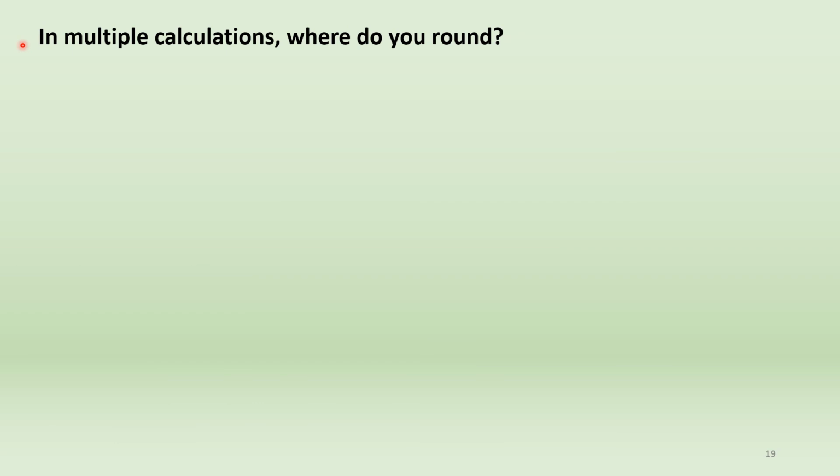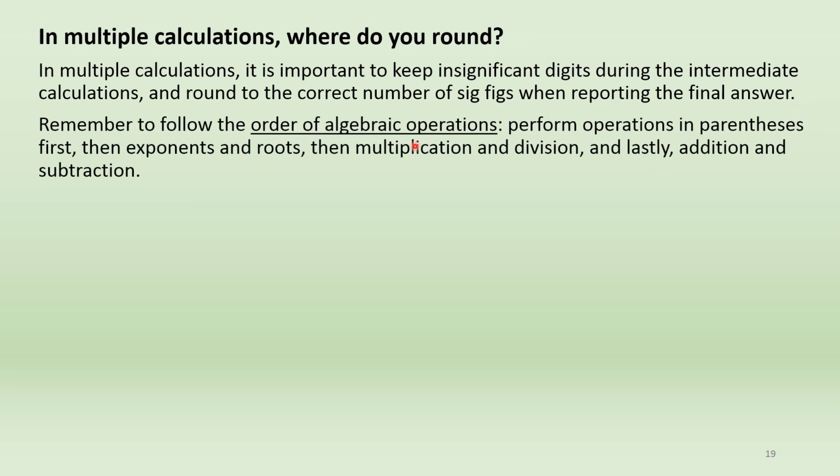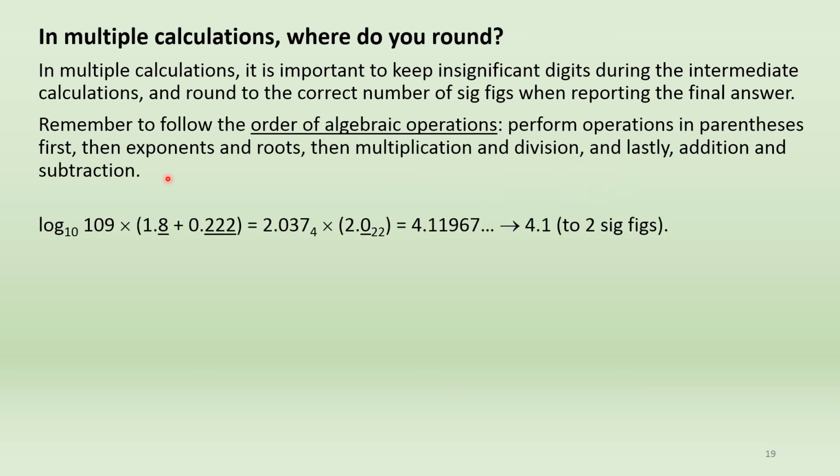So where do we round in multiple calculations? Well, it's important to keep the insignificant or non-significant digits around during the intermediate calculations, and then to round to the correct number of sig figs only when reporting the final answer. We need to keep in mind the order of algebraic operations. We're going to perform operations in parentheses first, then exponents and roots, then multiplication and division, and lastly addition and subtraction. Let's give this a try.